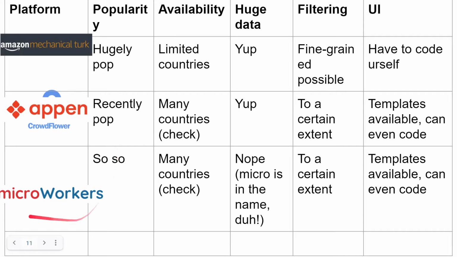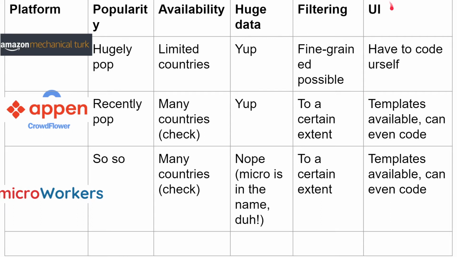Whereas in Appen and Microworkers, this particular filtering is limited, because over there you can filter by the countries of the annotators as well as the language. In Appen it's also possible to filter by the level of the annotator, as in how good the annotator was previously. However, you cannot exactly nitpick the interests of the annotator.